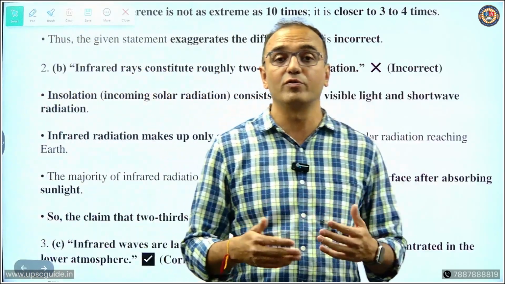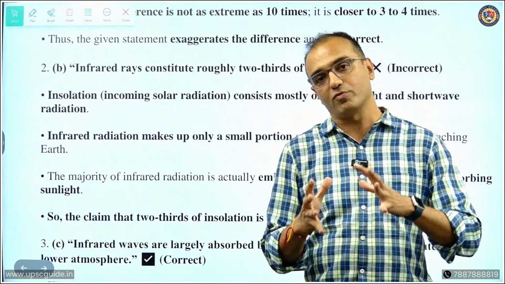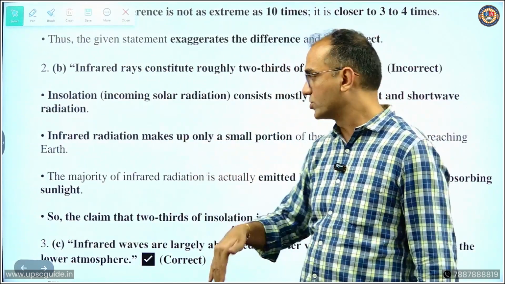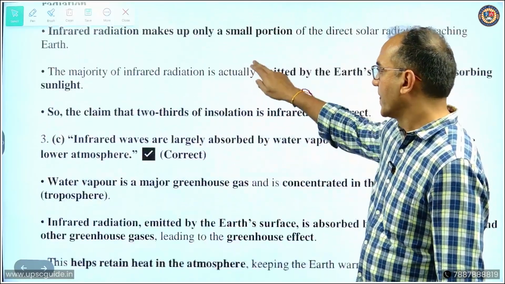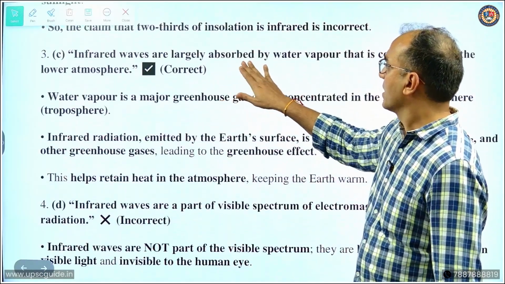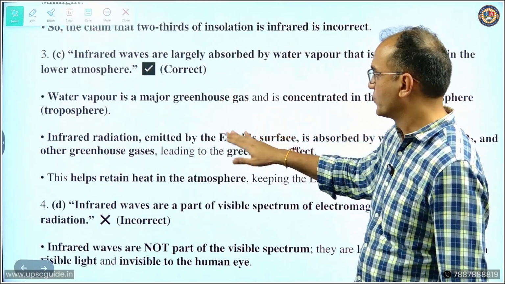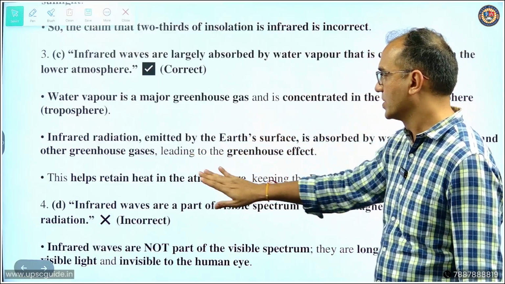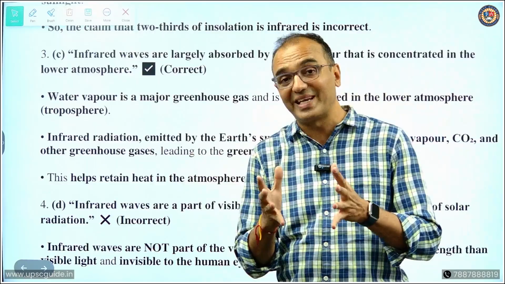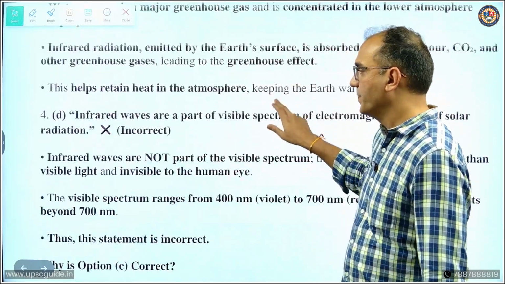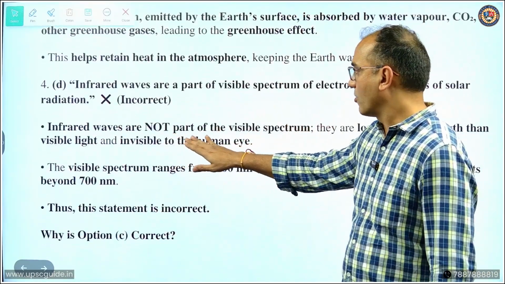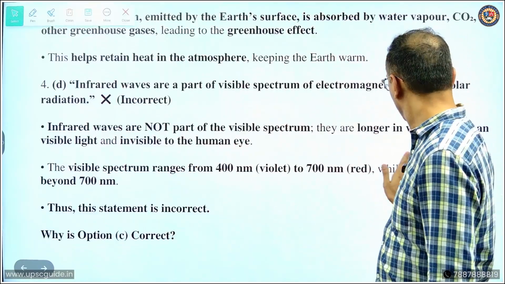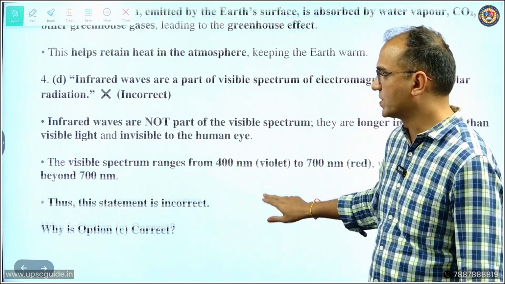So long wave terrestrial radiation, this is the majority of the infrared radiation that is coming, and this is absorbed by the low clouds. Next, infrared waves are largely absorbed by water vapor. Yes, in the troposphere infrared emitted by Earth is absorbed by water vapor and other greenhouse gases. It helps retain heat. So this is the greenhouse effect. And lastly, D, infrared waves are not part of visible spectrum. We have spoken about this. Violet to red, right? This statement is incorrect.